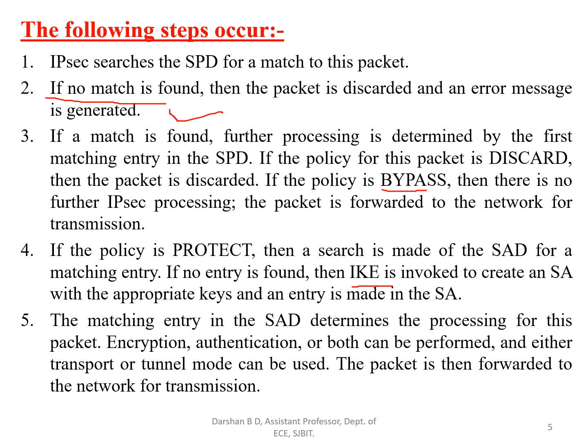Then if a match is found, the SAD entry determines the processing for this packet. Encryption, authentication or both can be performed, and either transport or tunnel mode can be used. You know the two modes of operation, transport mode and tunnel mode, which we can use with the authentication header and encapsulating security payload. The packet is then forwarded to the network for transmission. So in the network we are going to use Internet Protocol to transmit the packet.